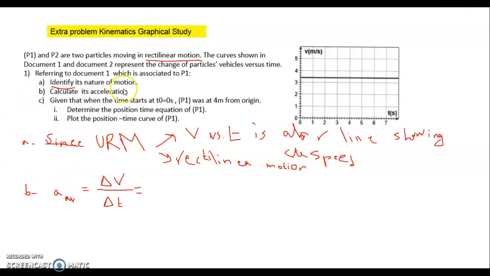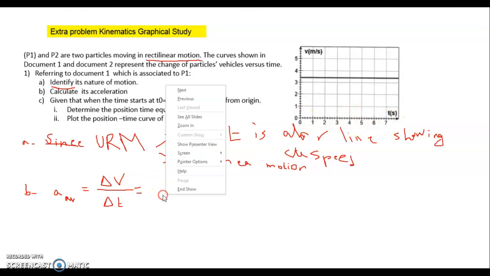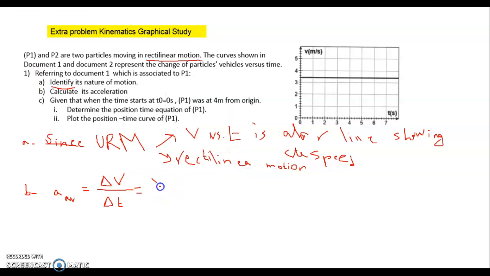Part B, calculate its acceleration. When this is given, it means that you have to calculate the average acceleration within the range given here, from 0 to 8 seconds. So a average is equal to delta V over delta T, which is V final for the interval of time given minus V initial, over T final minus T initial.